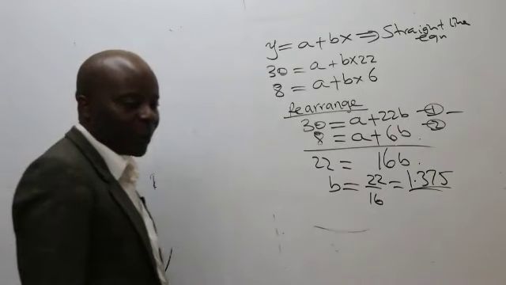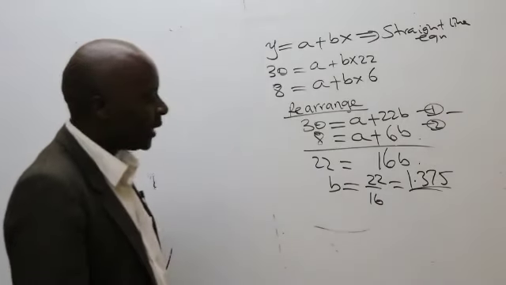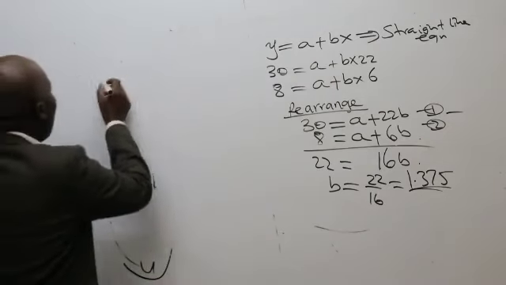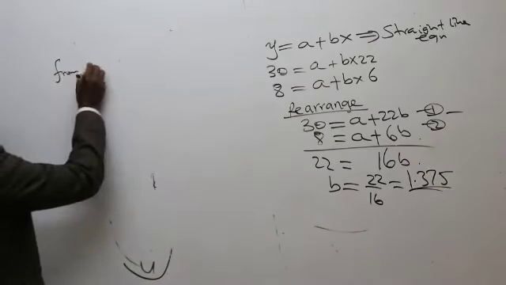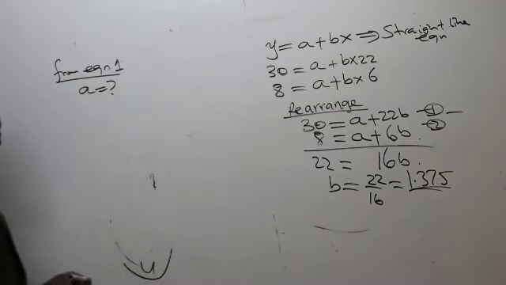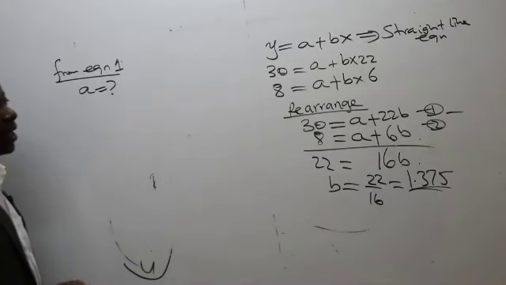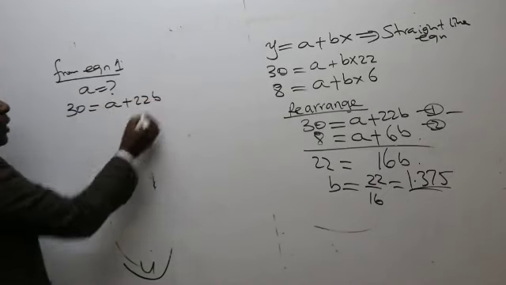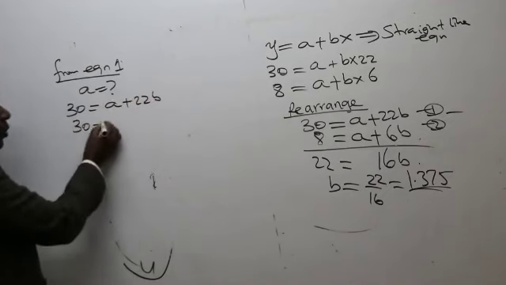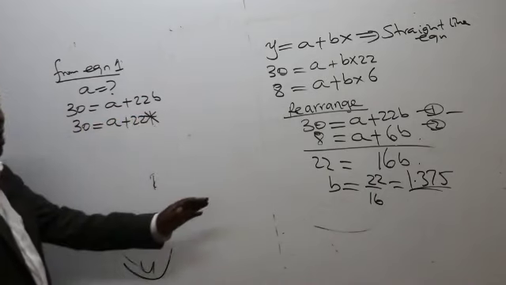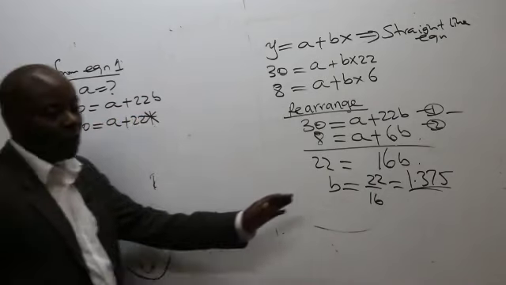So for us to be able to substitute, thank you very much. Substitute, yes. So we'll ask ourselves a simple question. From equation number 1, what is the value of A? Then this will be 30 equals A plus 22B. So 30 will be equal to A plus 22B, of which I have the value of B, 1.375.